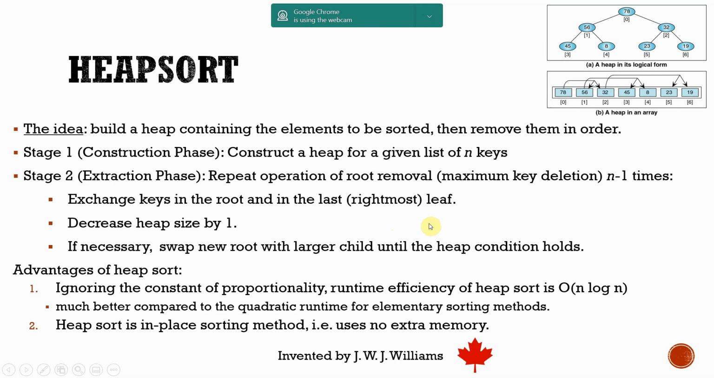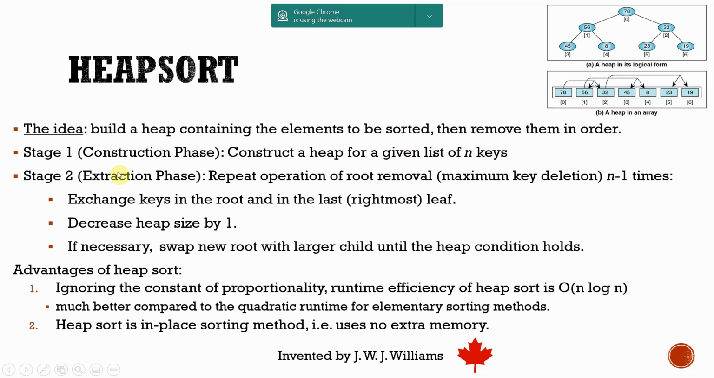One example of this kind of algorithm is heap sort. The idea behind heap sort is that we have a given array or a vector, and we build a heap containing the elements to be partially ordered. Then we remove them one by one. In the previous video we already saw how we can build a heap from an array, and how we can remove from the heap, right? So how we can dequeue from the heap, or how we can delete the root of the heap.